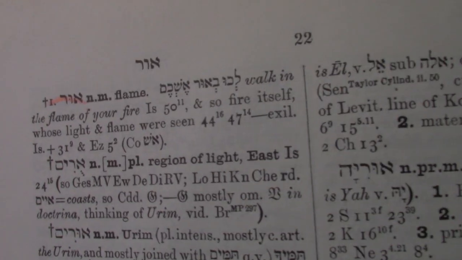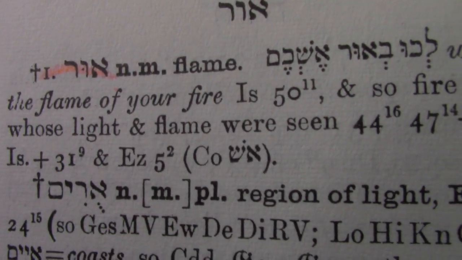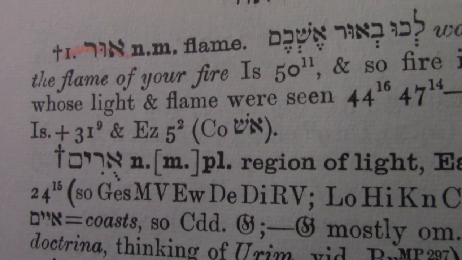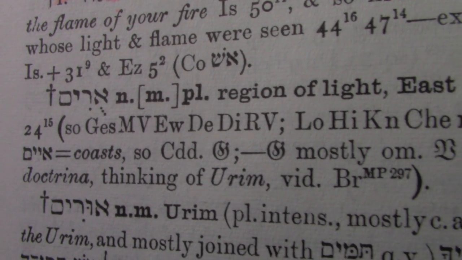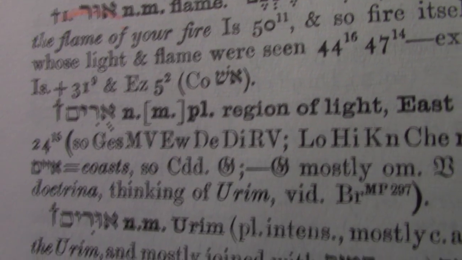Okay, almost there. 22, yeah. So 22A is the word I highlighted for you. Awar, same spelling, and it can mean flame, and let's see, fire itself, and etc. And then it goes on to the next word.